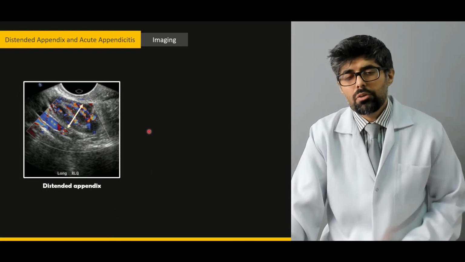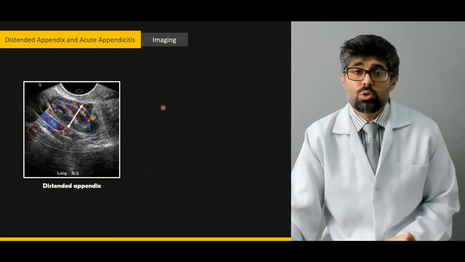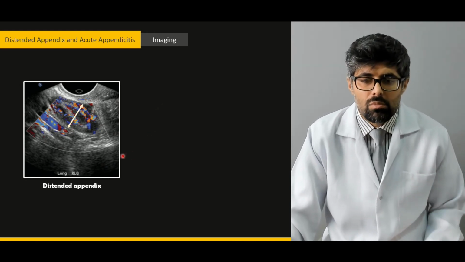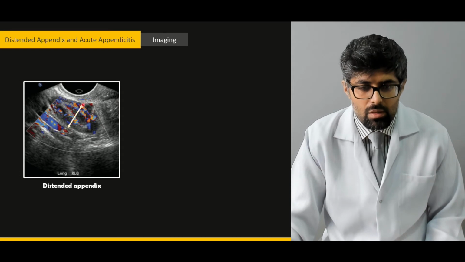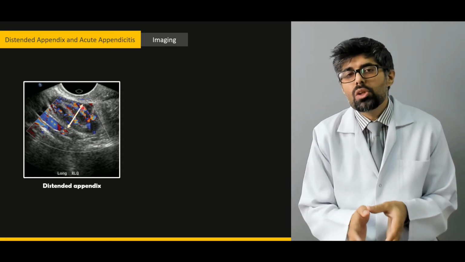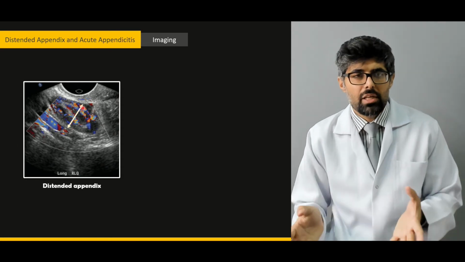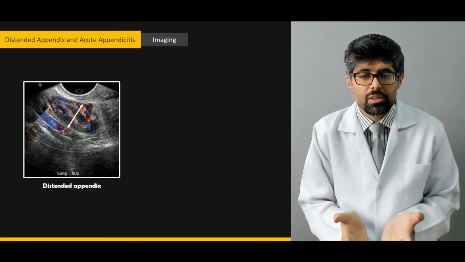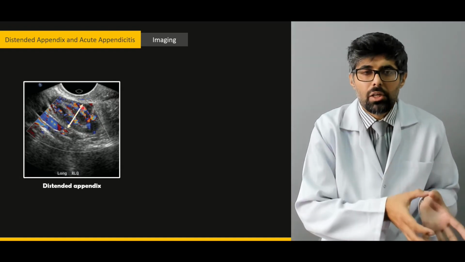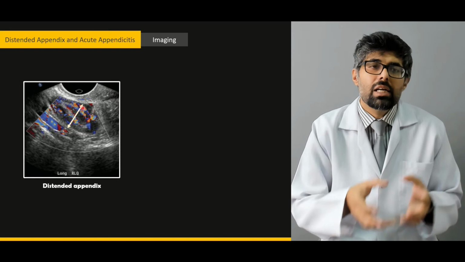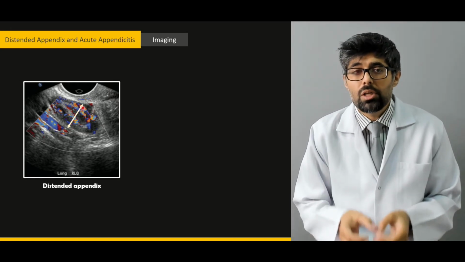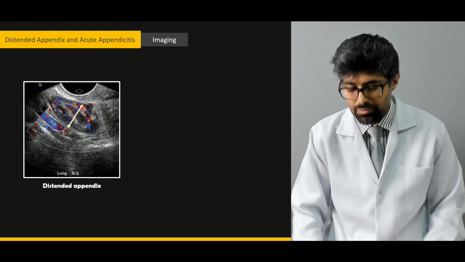Now, with ultrasound, one can also image acute appendicitis, like here. If the appendix has dilated more than 7 mm, it has edema surrounding it, and it has thickening of its wall, it is very much pathognomonic of an acute appendicitis picture.